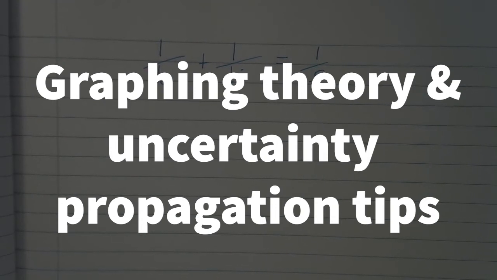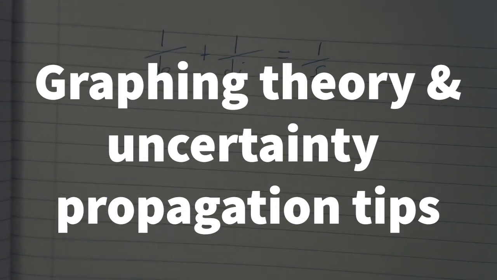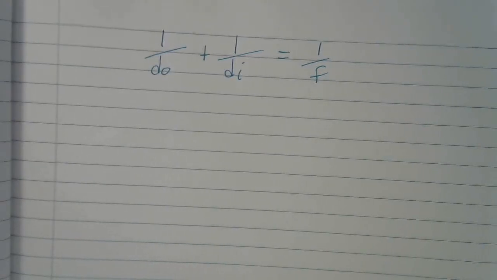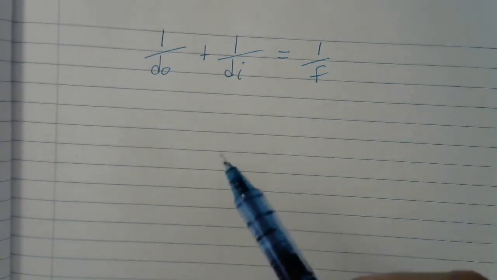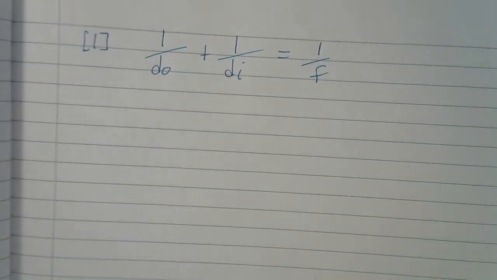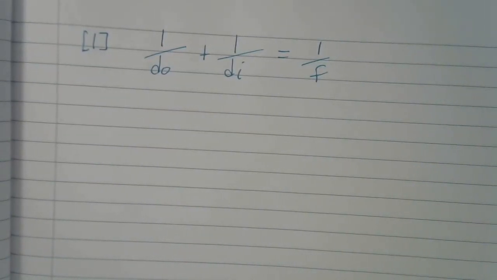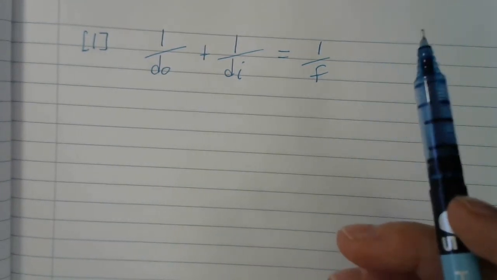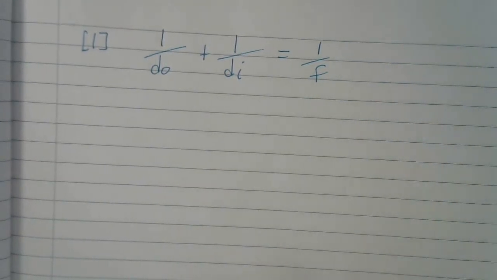So now I'd like to talk about the graphing predictions and how we're going to verify equation number 1 graphically. As per the lab manual, this equation number 1 here is not a linear equation. So if you were to plot DI versus DO, you wouldn't get a straight line, you'd get something else.